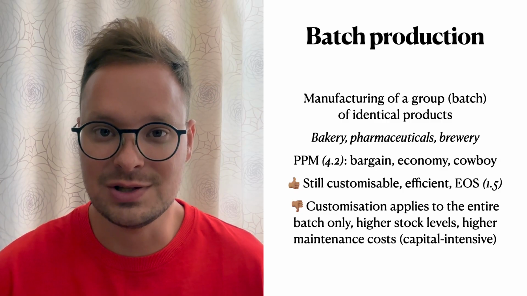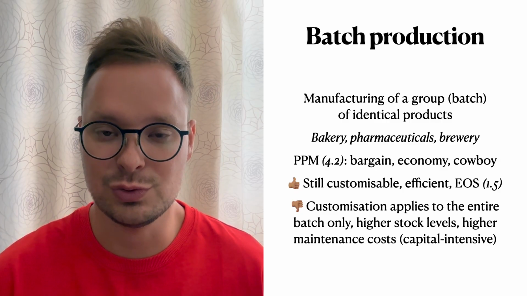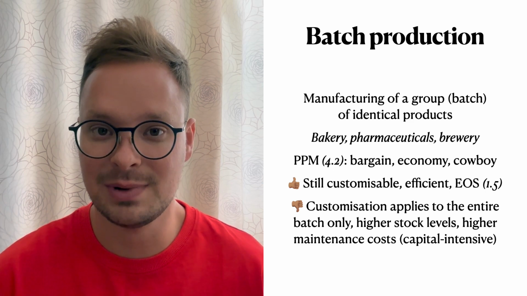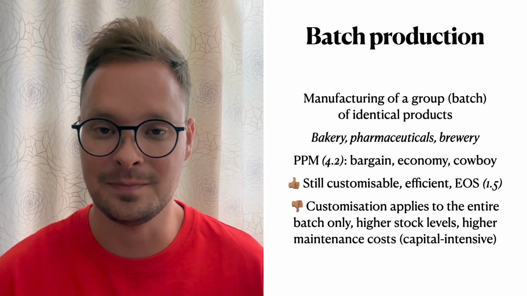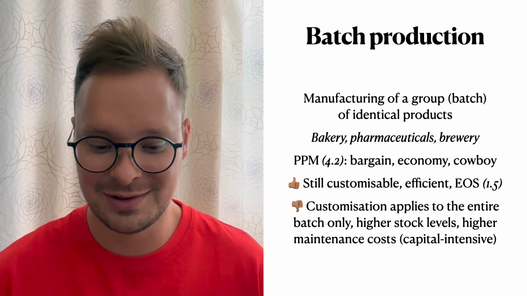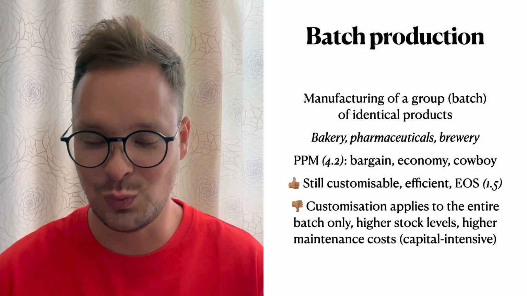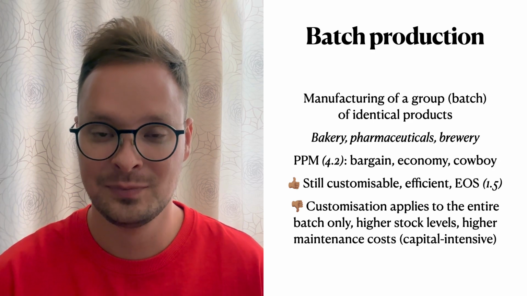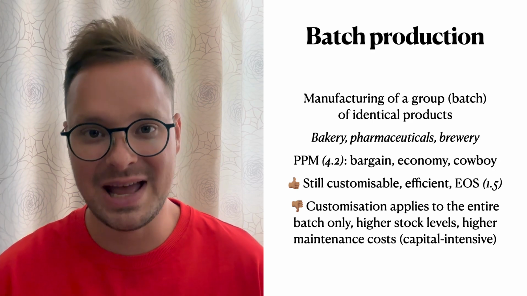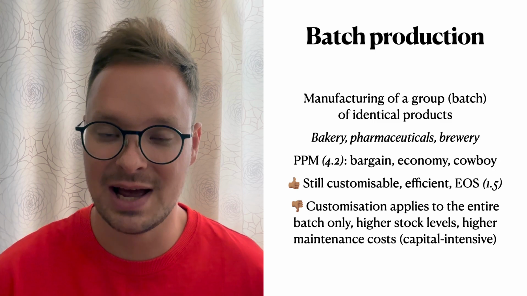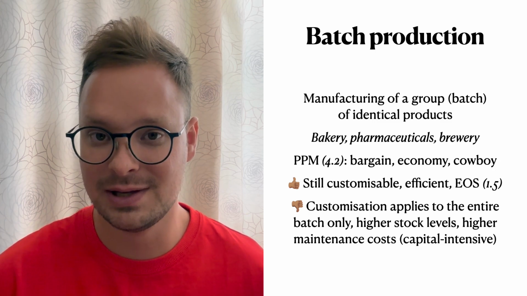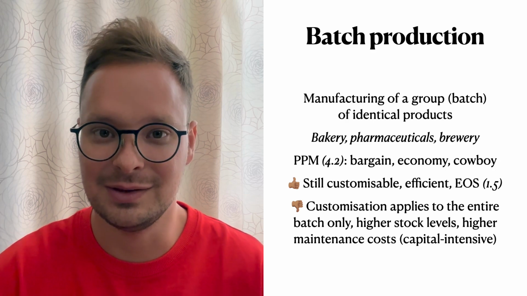With regards to advantages, batch production is similar to job production. It's also customizable. But in job production, you can customize every single item because there is no production line, there is no oven, there is just one thing that is being produced at a time. With batch production, there is a batch. A group, a set of products that are produced at the same time. So if you want to customize something, you customize the entire batch, not every single item.